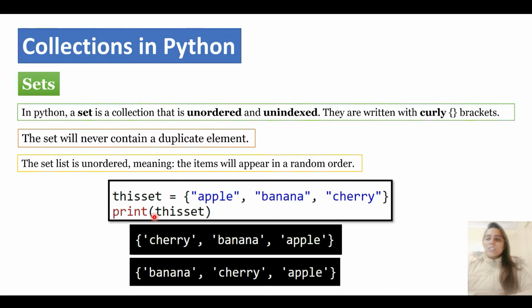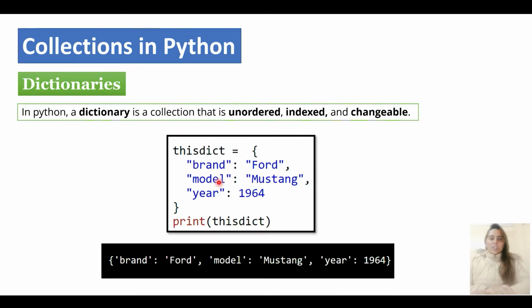If I print this, it will print them as cherry, banana, apple. If I refresh the page and then run this code again, it will print them as banana, cherry, apple. You can try this on your own console.